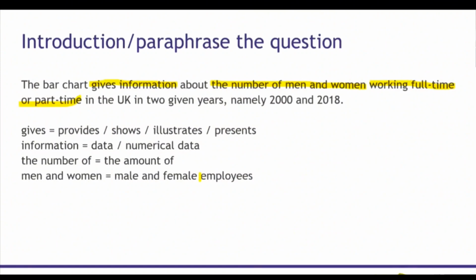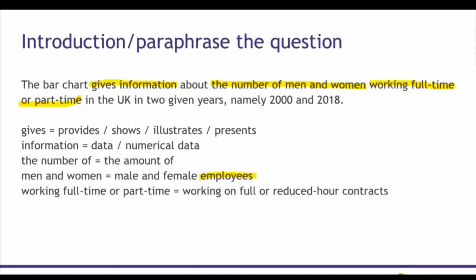Remember here, we've got a very specific word now. Instead of people, we're looking at employees because we're looking at a working context. So as I said before, this is a really good way to find a very specific alternative to the word people. And finally, working full-time or part-time, we could say working on full or reduced hour contracts.